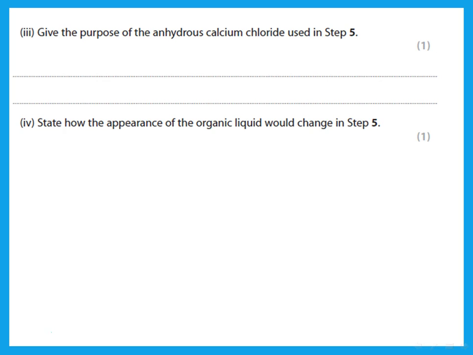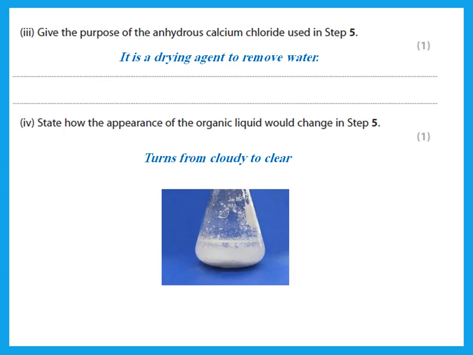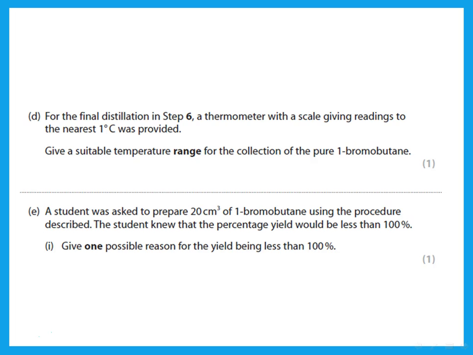Give the purpose of anhydrous calcium chloride. Always remember, anhydrous calcium chloride is a drying agent that is added to remove water. State how the appearance of the organic liquid would change. When I add anhydrous calcium chloride, the solution with a bit of water is usually cloudy. Now, when I add the drying agent and it removes water from the solution, the cloudy solution becomes clear.